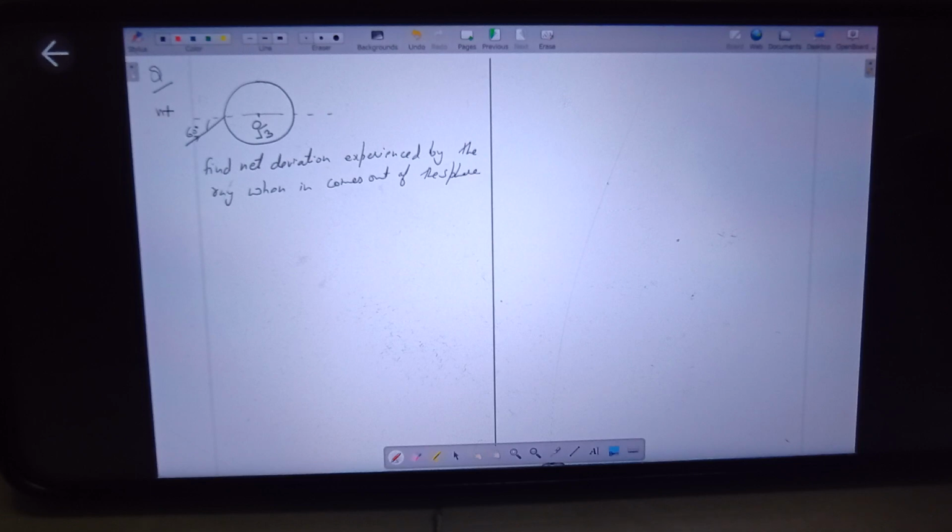Okay, this is your question. The outer medium is here, so the refractive index is 1. The refractive index of the sphere medium is root 3.